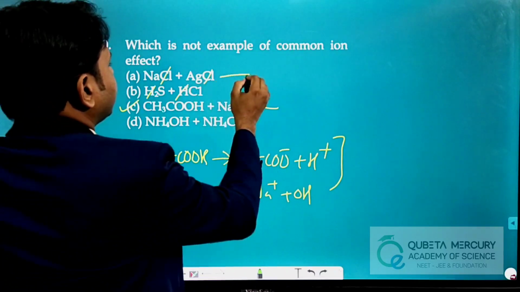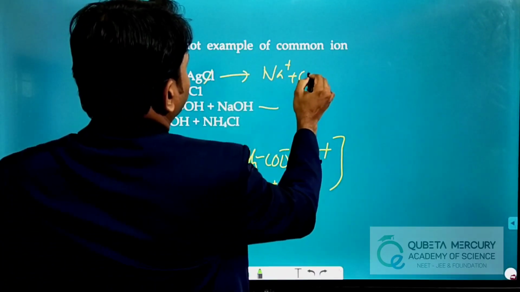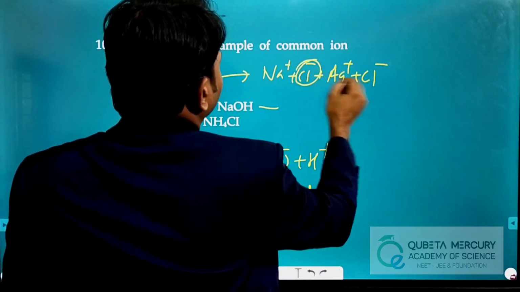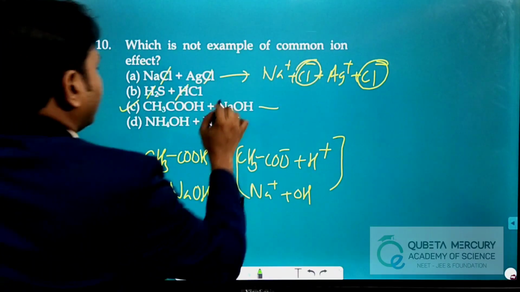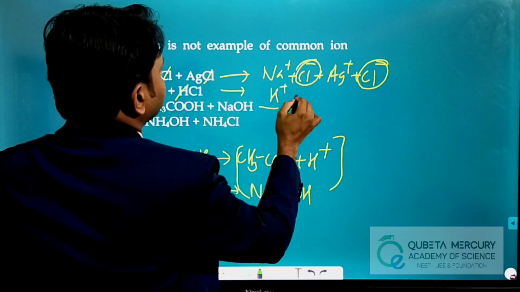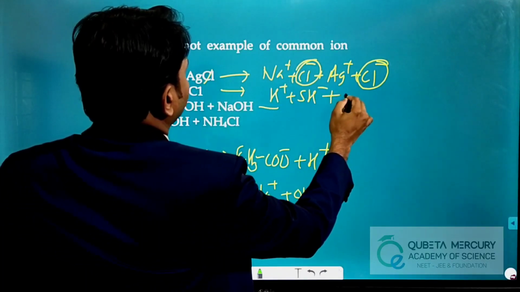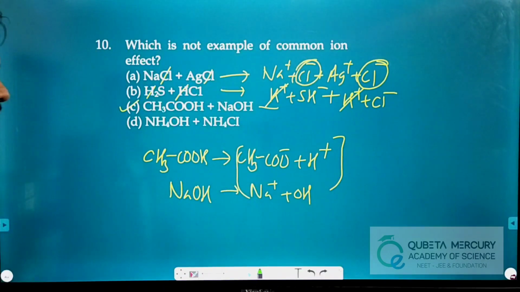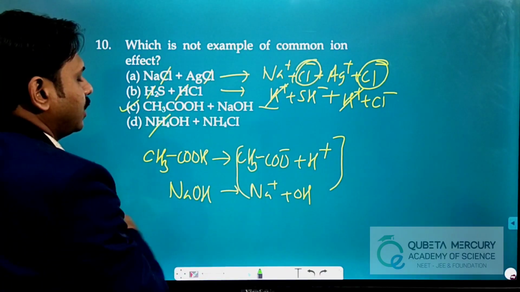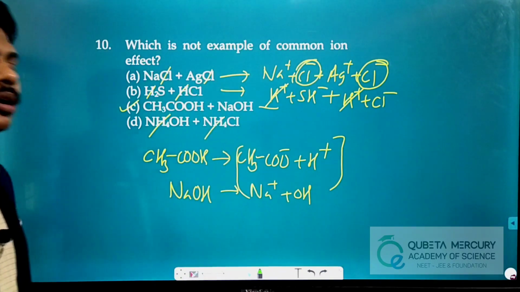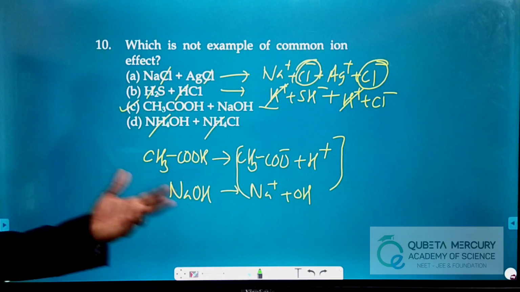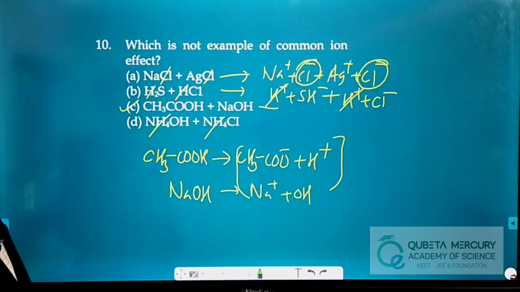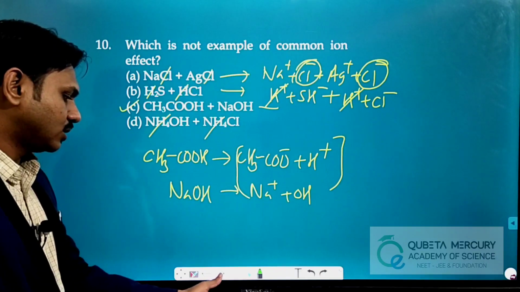Now the other examples: Na plus, Cl minus with Ag plus, Cl minus. So there is a common ion. In the second case, H2S will be ionized into H plus and SH minus, plus H plus and Cl minus. Here also there is a common ion. And the last example, NH4 plus OH minus with NH4 plus Cl minus. There also ammonium is present as the common ion. So C is the answer for this question.